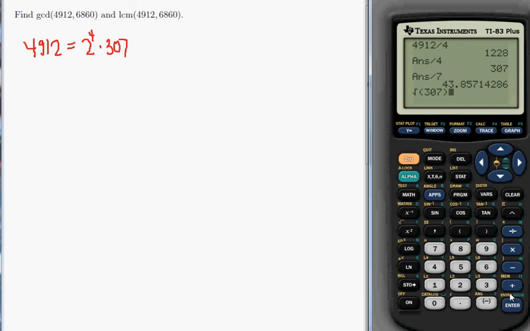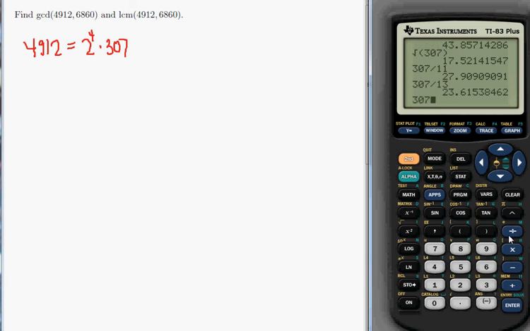The square root of 307 is 17.52. So that means I need to try all primes up to 17, and if none of them works, then that means 307 is prime itself. So let's try 307 divided by 11. That doesn't work, and you can probably check that using the 11 trick for checking a number is divisible by 11. Let's continue. Dividing by 13 does not work. And 307 divided by 17 does not work. And so that is the prime factorization, 2 to the 4th times 307.